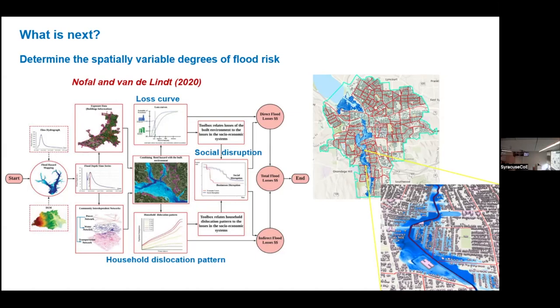So my idea is to use this. Each red block represents the spatial scale called the census block group. This is based on the US Census Bureau's definition. Then I will study the loss curve based on each building's inundation areas in each census block group, because I can calculate the mean inundation depth and the number of houses affected by the flood event. Using this and other factors, I can create a different loss curve, and a different household dislocation pattern, not for different events, but just for this extreme event. So that's the direction I'm going to go with this research.